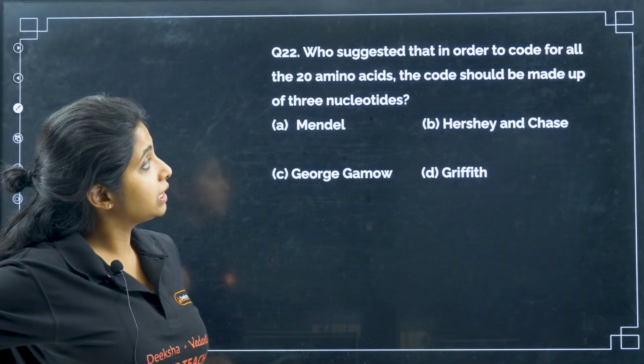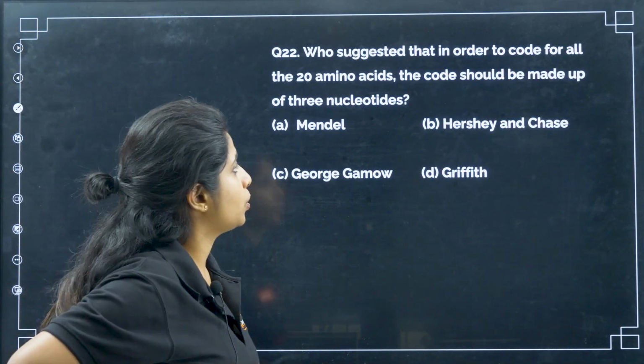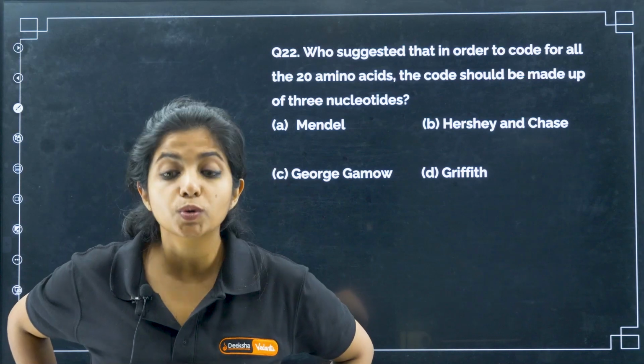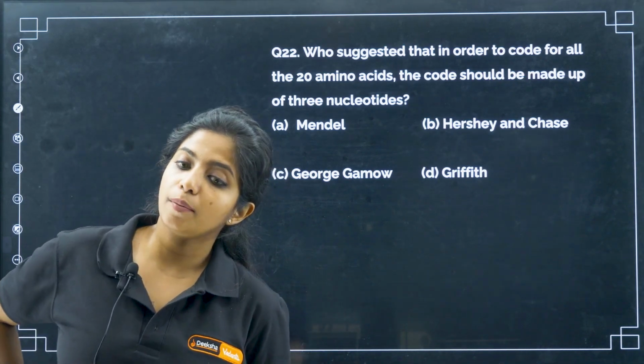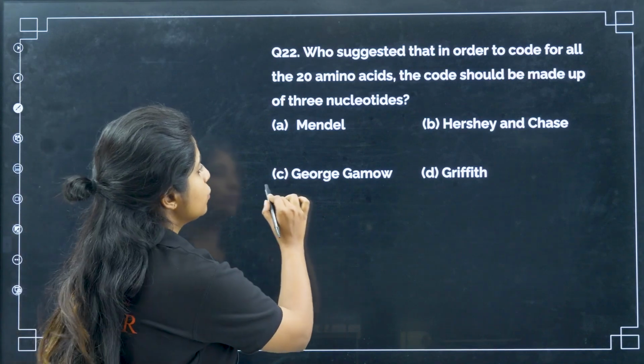Next, who suggested that in order to code for all 20 amino acids, the code should be made up of 3 nucleotides? Who said that? Was it Mendel? Was it Hershey and Chase? Was it George Gamow? Was it Griffith? Your answer becomes George Gamow.